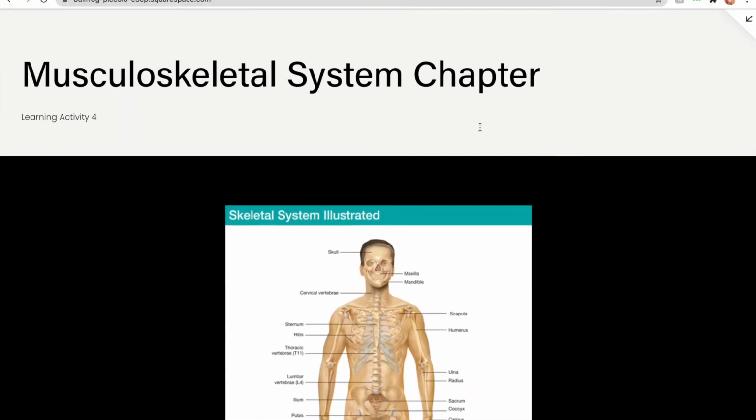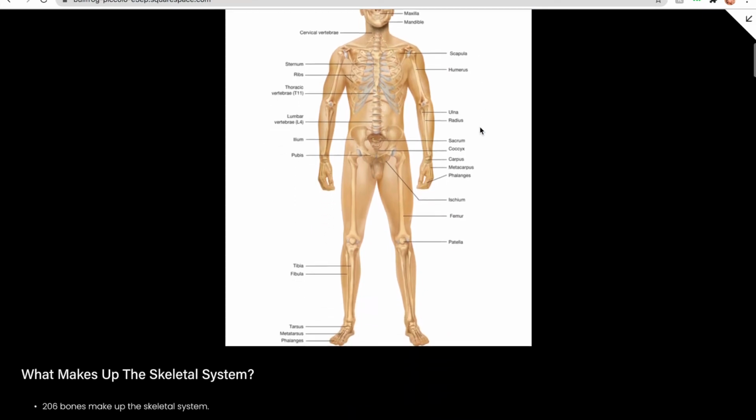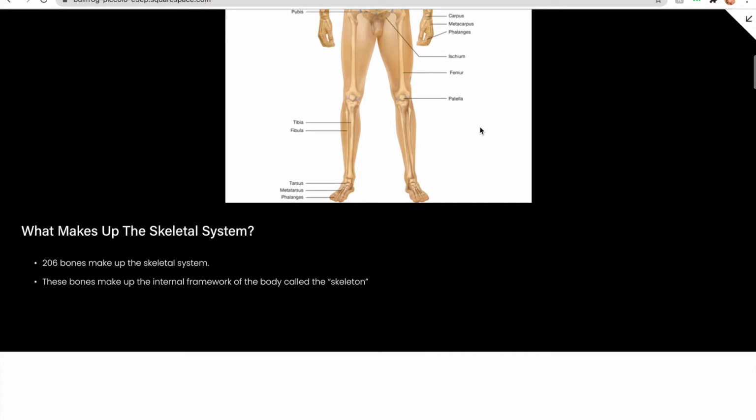And then once you start scrolling, I included a picture of the skeletal system from our book. And then I have an infographic at the bottom of the page which says what makes up the skeletal system. It says 206 bones make up the skeletal system, and that these bones make up the internal framework of the body called the skeleton.